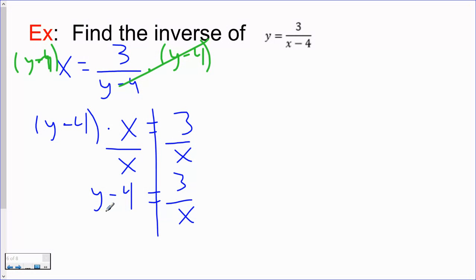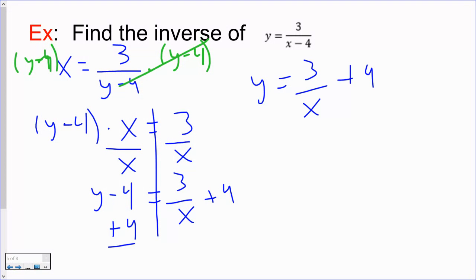And I only have one more step to get this y by itself. I have to get rid of this minus 4. So plus 4, plus 4. So then that'll give me y equals 3 over x plus 4. Or you could also call it y inverse. And then 3 over x plus 4.